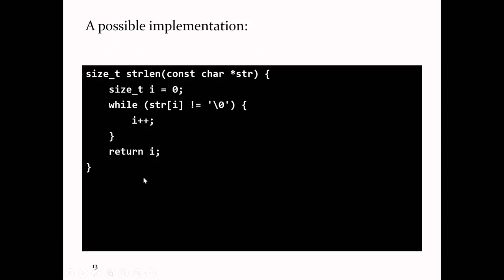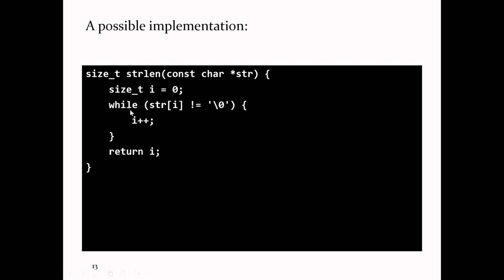Okay, so how do you implement string length? I mean, you just have to search an array for the null terminator. So the obvious way to do this is to use a for loop. Start at index 0. Look at str[i], the ith character of the string. If it's not the null terminator, add 1 to i.